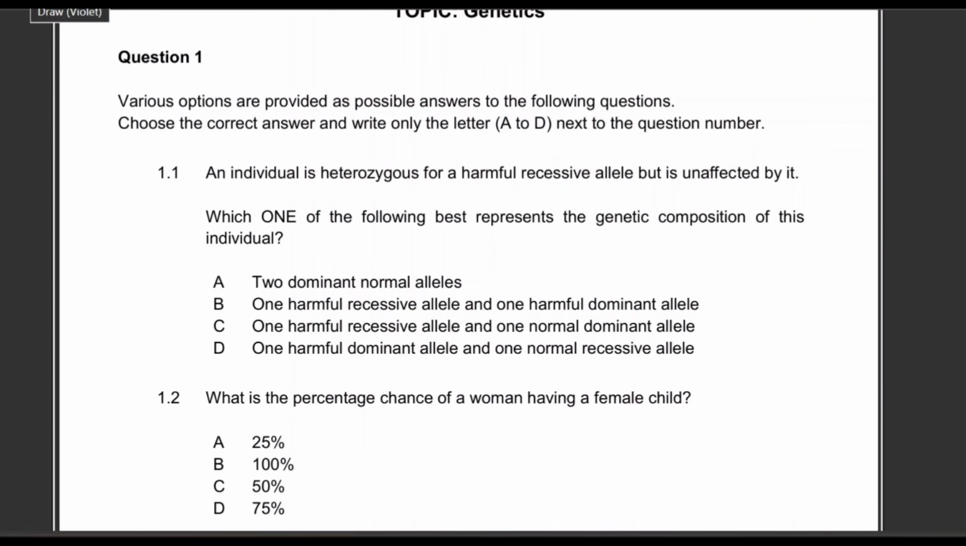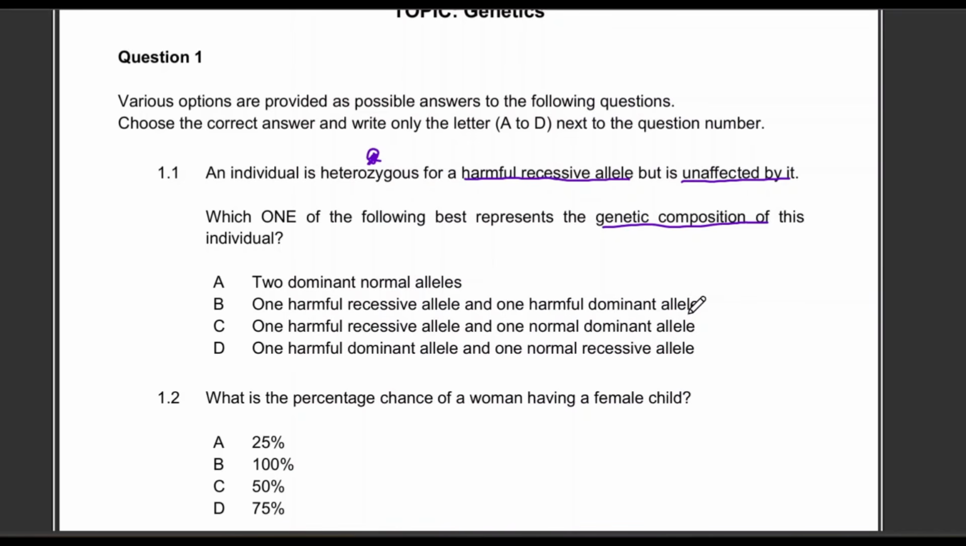An individual is heterozygous for a harmful recessive allele but is unaffected by it. Which one of the following best represents the genetic composition of this individual? A, 2 dominant alleles. That's definitely incorrect because they've told us that the individual is heterozygous. B, 1 harmful recessive allele, 1 harmful dominant allele. No, that would be wrong.